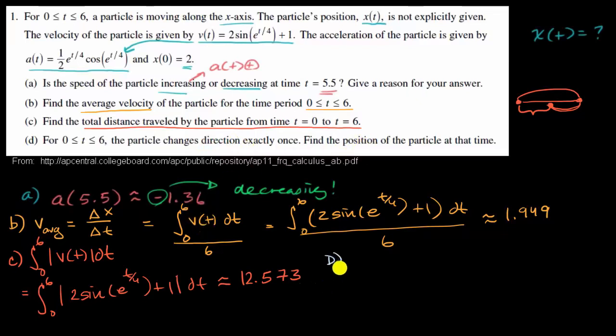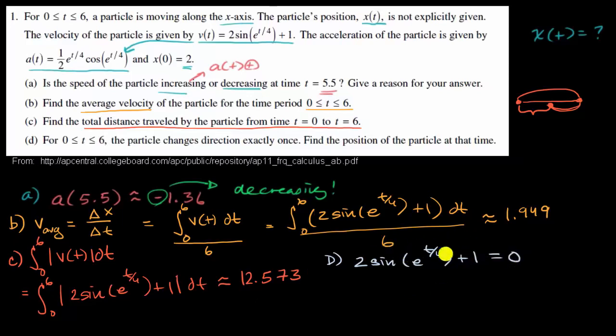So how do I think about where that particle changes direction? Well, you're going to change direction if your velocity is 0, and right before that your velocity was positive, and then right after that your velocity is negative, or the other way around. Right before that your velocity was negative, and then right after that it is positive. So we just have to figure out, when does v of t equal 0? So let's just say 2 sine of e to the t over 4 plus 1 is equal to 0.